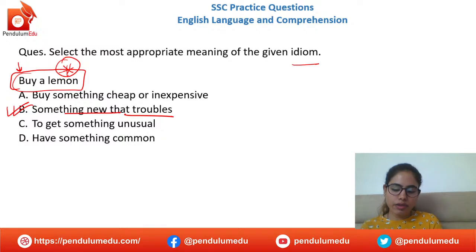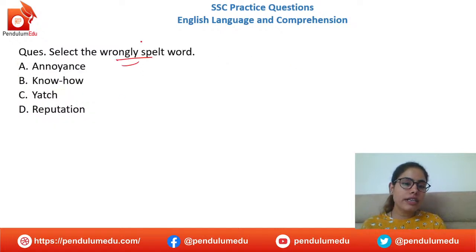Okay, let's go ahead. We should move ahead now. We have incorrectly spelled word, learners: annoyance, know-how, yard, reputation. Quickly, I need the incorrectly spelled word.